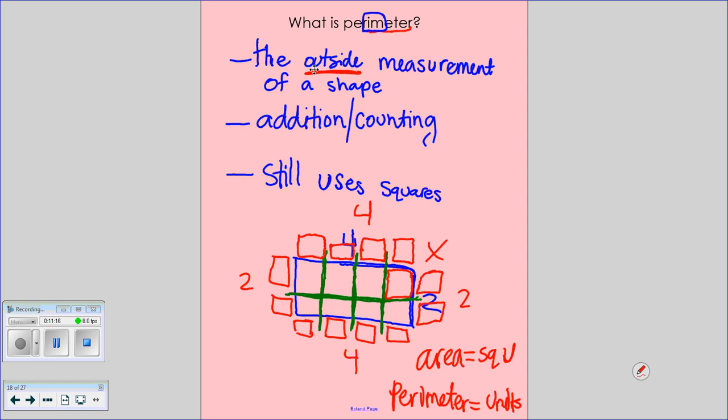So what is the perimeter of this shape? Go count all my little perimeter squares around the rim of my shape. What is the perimeter? 4. 1, 2, 3, 4, 5, 6, 7, 8, 9, 10, 11, 12. Perimeter is 12.